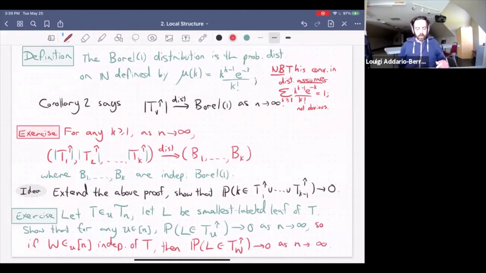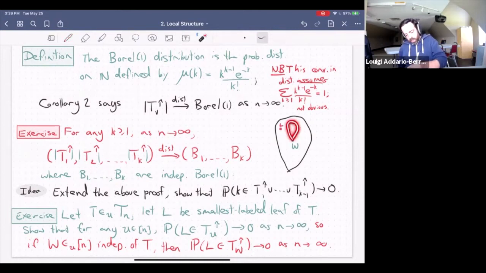Okay, so what's that saying? It's saying if we take a large random tree, we pick a random vertex W and look at its subtree, and then we look at where the smallest labeled leaf happens to sit, the odds that the smallest labeled leaf actually falls in that random subtree are very low. Okay, so let's take a 3-minute break, and I'm happy to answer questions in the chat.